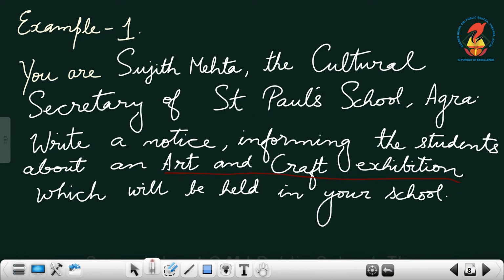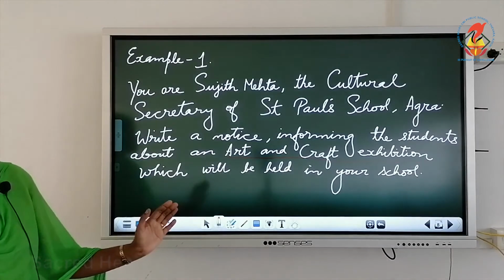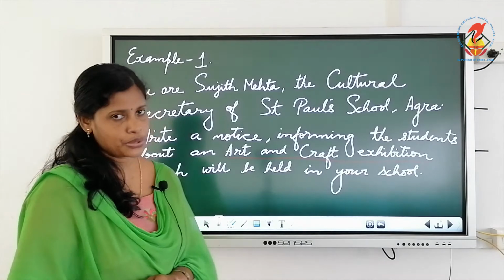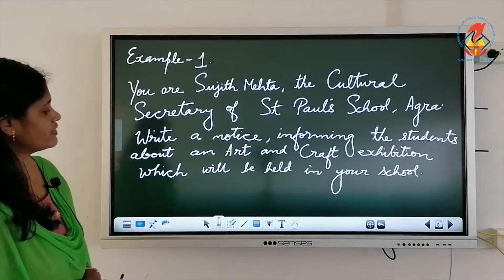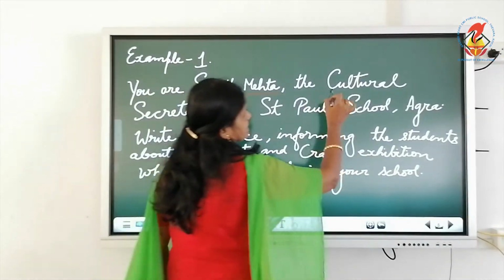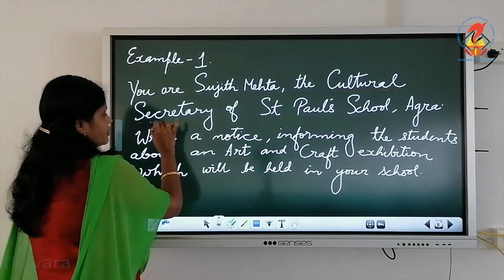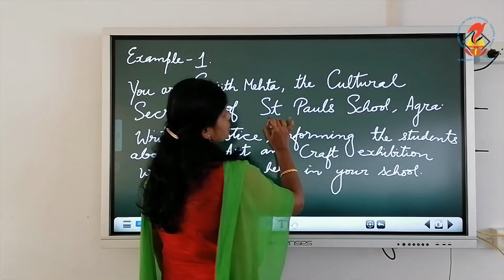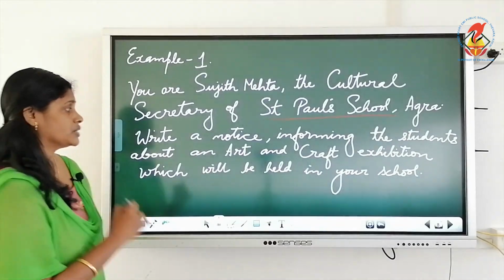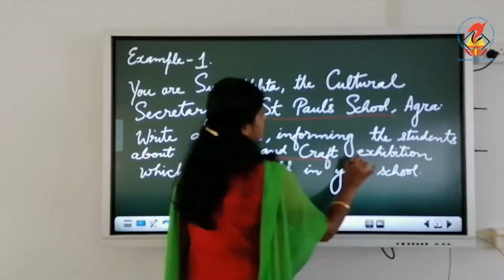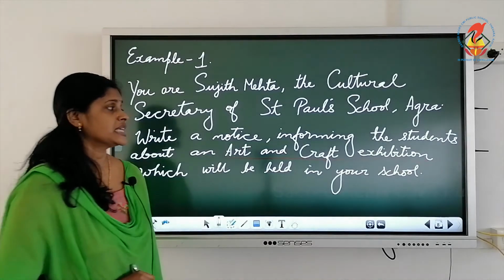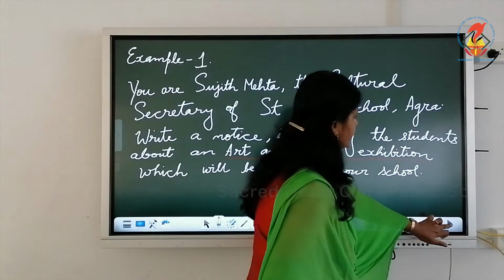Now let's see what are the details given in the question. Many things about notice writing you can pick up from the question itself. What are the things given, children? Name is given, Sujit Mehta. Your designation is given, Cultural Secretary. Name of the organization is given, St. Paul's School. And about what are you writing the notice? It is about an art and craft exhibition. So many things are given.